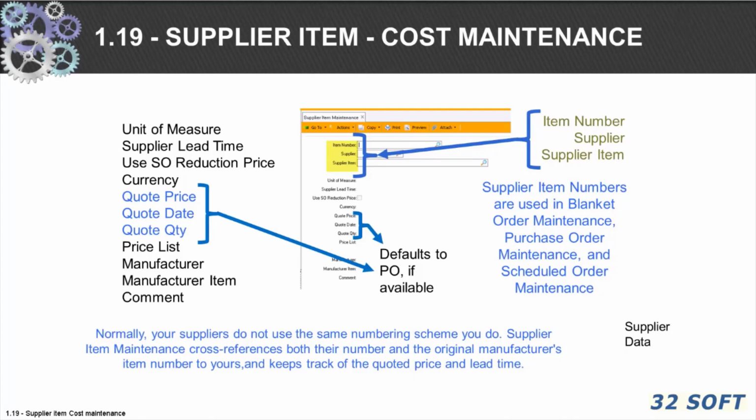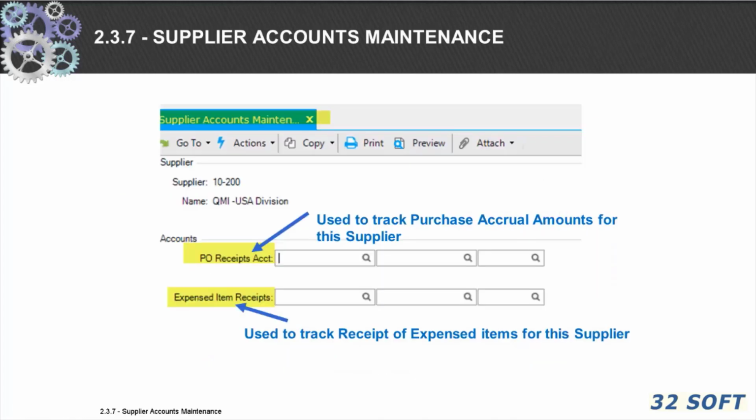So 1.19 Supplier Item Maintenance cross-references both their number and the original manufacturer's item numbers to yours. It also keeps track of quoted price and lead time. PO Receipt Account is used to track purchase accrual amounts for this supplier, and Expensed Item Receipts is used to track receipts of expensed items for this supplier.